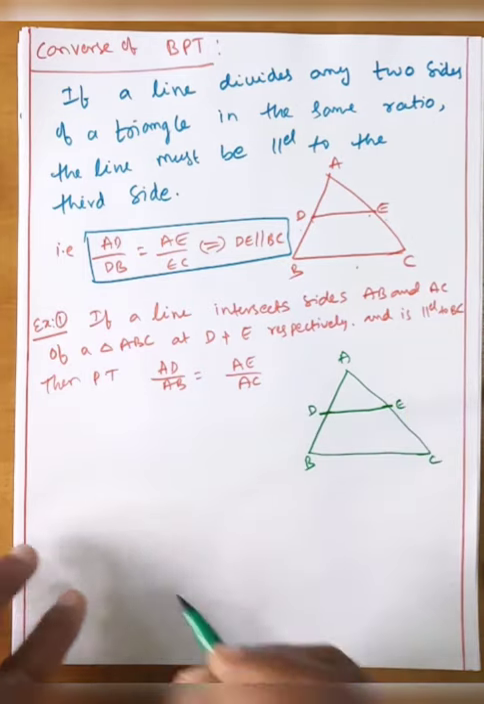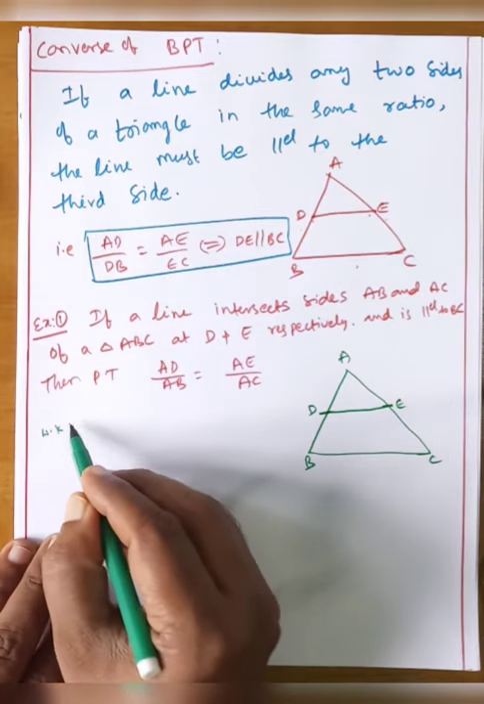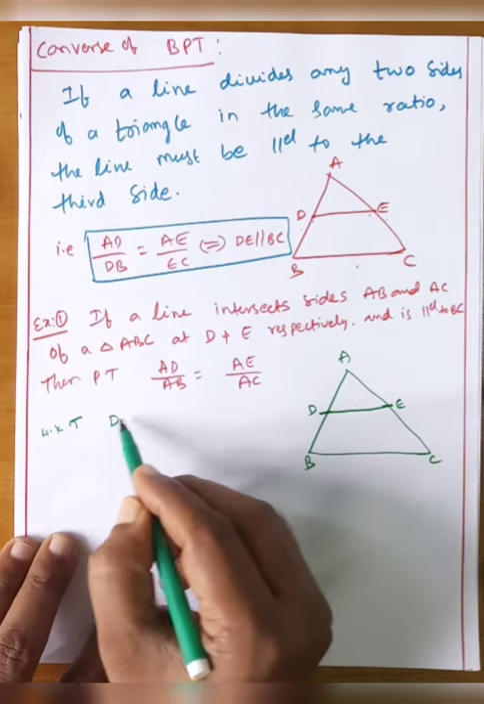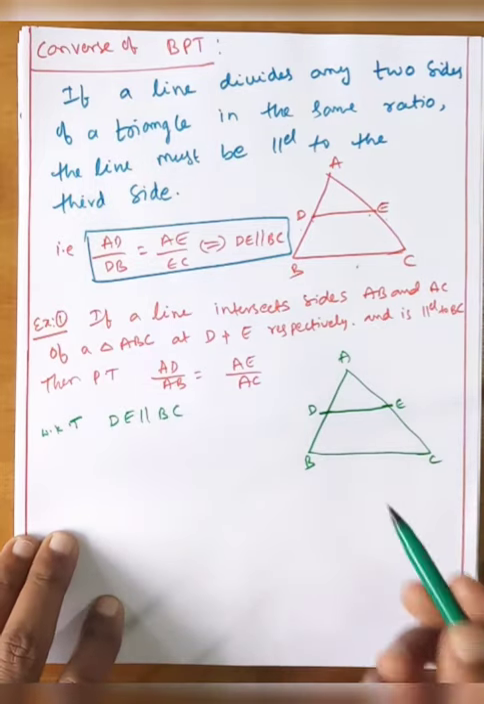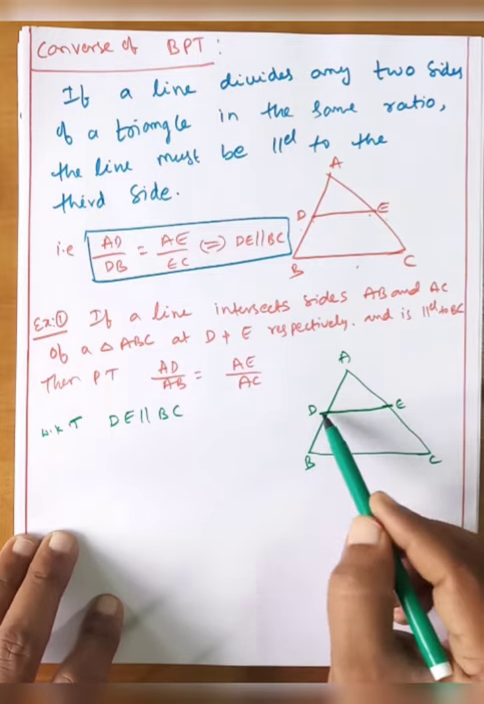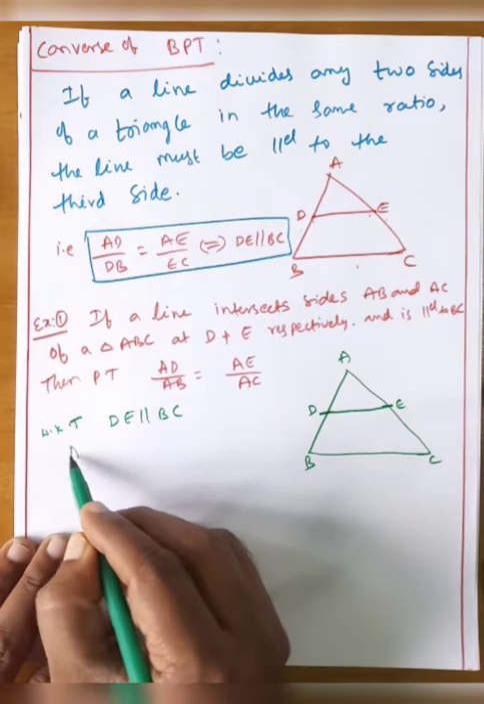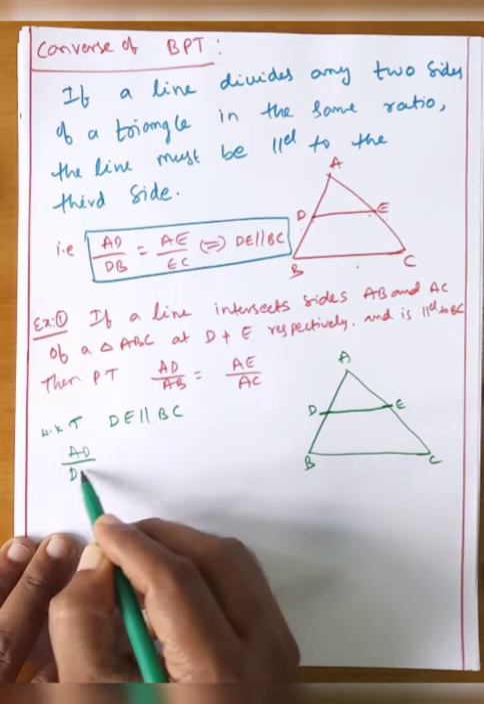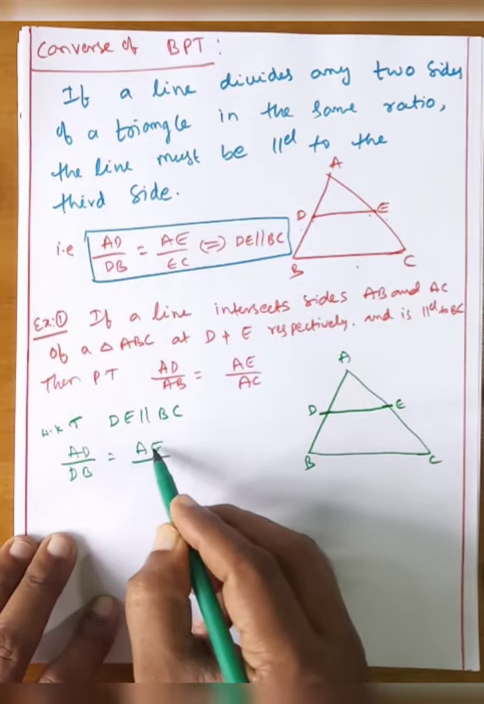What happened actually? We know that DE is parallel to BC, given clearly. By the basic proportionality theorem, whenever one line is parallel to the third side, the other two sides are divided in the same ratio, that is AD by DB is equal to AE by EC. You know this very well, I think.